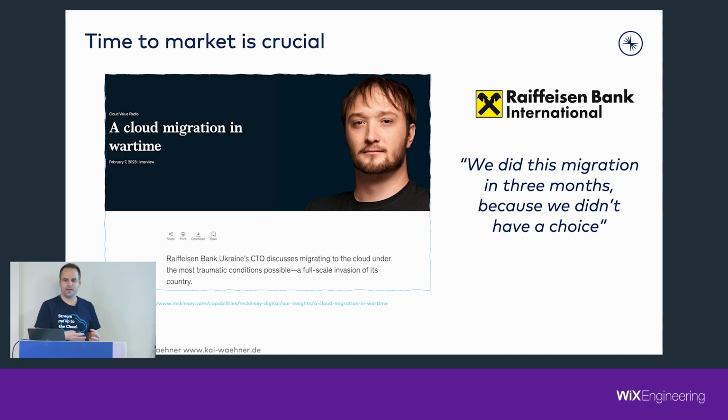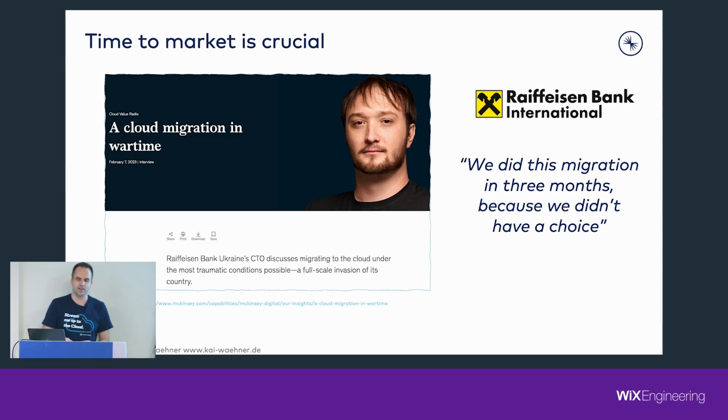While the war itself is horrible, of course, this is a perfect use case where you see how time to market is crucial. Like most businesses, time to market is crucial to innovate and increase revenue. In this case, it's about the existence of the company, and even more than that, the existence of the people, because they need to use the ATMs there to get the money. As you see in the quote here, the CTO of RBI said, we did this migration in 3 months because we didn't have a choice.